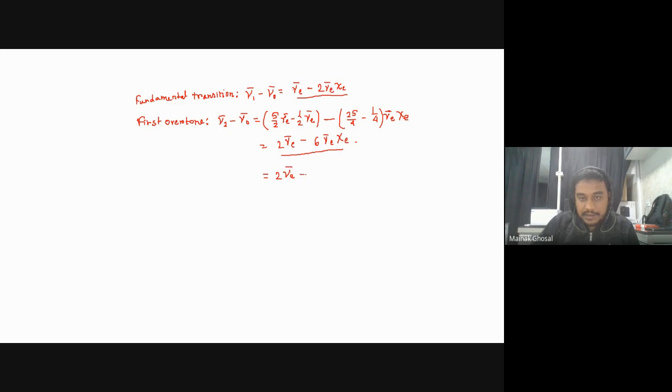Can I write it this way? I'm writing my 6 as 4 plus 2. I can easily write it. My 6 I can write as 4 plus 2. You can see, taking the negative common, 4 nu e bar chi minus plus 2 nu e bar chi, so it will become 6 nu e bar chi.